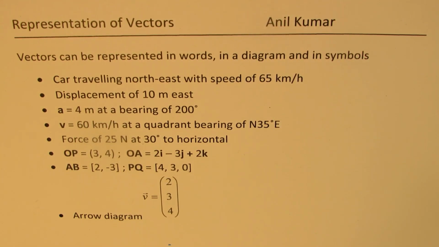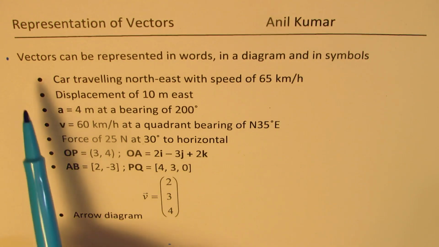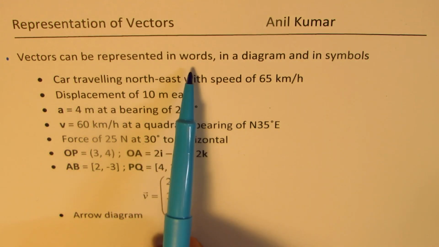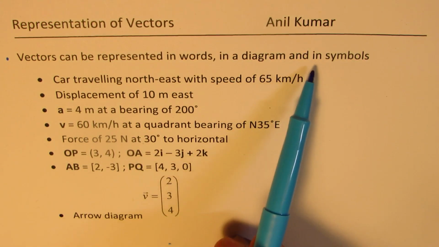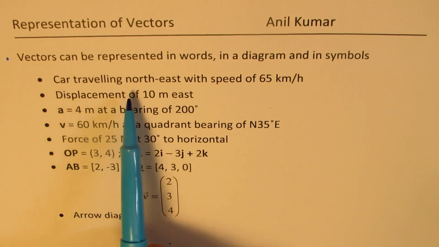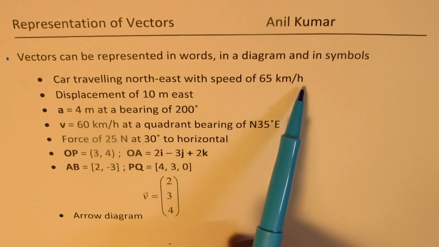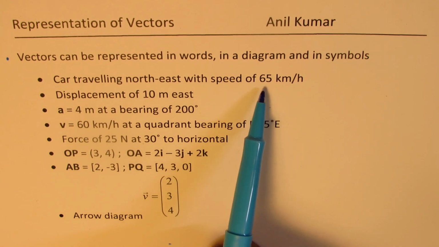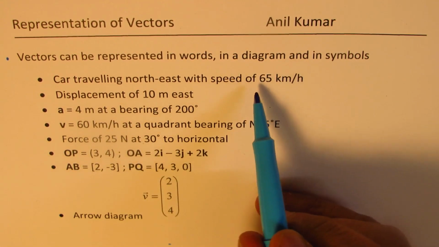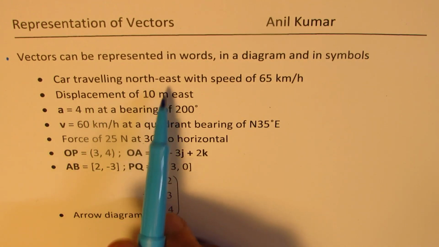We will now understand how to represent vectors. As a basic rule, vectors can be represented in words, in a diagram, or in symbols. Here are a few examples to understand the concept. Car traveling northeast with a speed of 65 kilometers per hour. So we are given the magnitude, which is 65 kilometers per hour, and the direction, which is northeast.